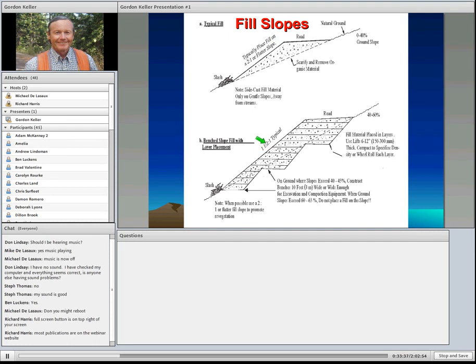If you're on fairly steep slopes, it often pays to put in a terrace. It's kind of like a foundation underneath your fill. It's a common practice on large construction on moderate slopes. Then, like I say, if you get over 60, 65%, you probably shouldn't be thinking about a fill. You probably should be taking your material to some other site.